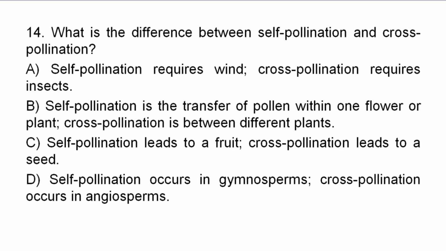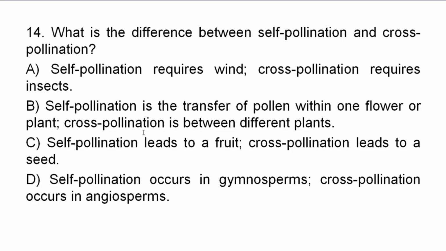Good. Question number 14. What's the difference between self-pollination and cross-pollination? What's pollination? Pollination is the transfer of pollen grain from the male reproductive organ to the female reproductive organ or structure. That's known as pollination. What's the difference between self-pollination and cross-pollination? A. Self-pollination requires wind. Cross-pollination requires sacs.